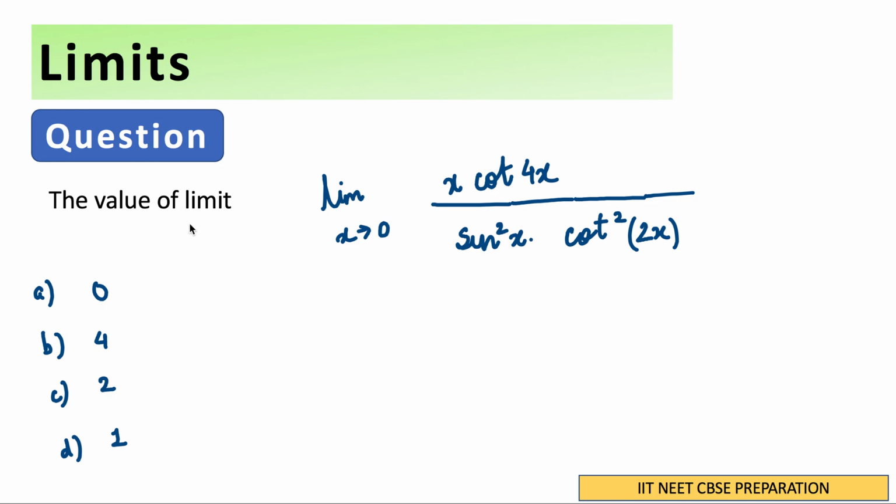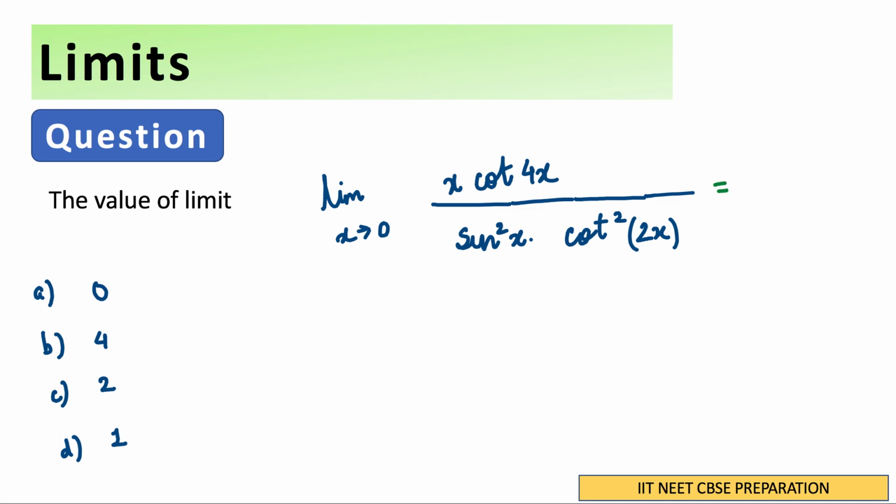So it says we have to find the value of the limit as x tends to 0 of x cot 4x divided by sine square x times cot square 2x. Now, first of all, we substitute x equal to 0 in the numerator and the denominator. So let's see what we get.